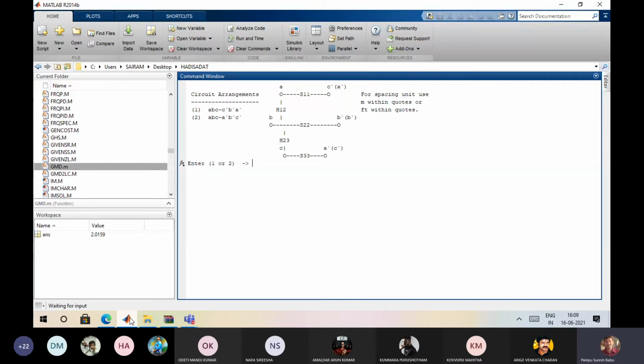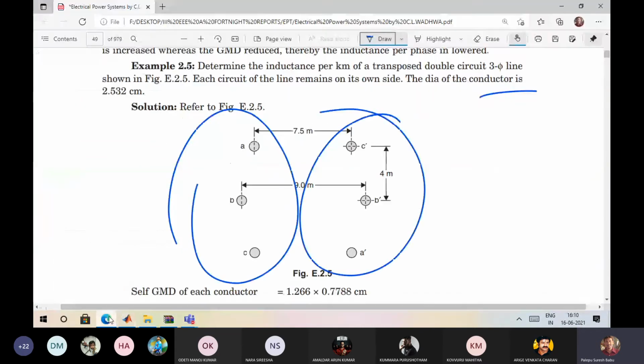So that is the right side is dash. Here, the left side is A, B, C, and the right side is A dash, B dash, C dash. So for this there are two arrangements: C dash, B dash, A dash. Here you can see in the diagram the two arrangements, with C dash, B dash, A dash on the right hand side.